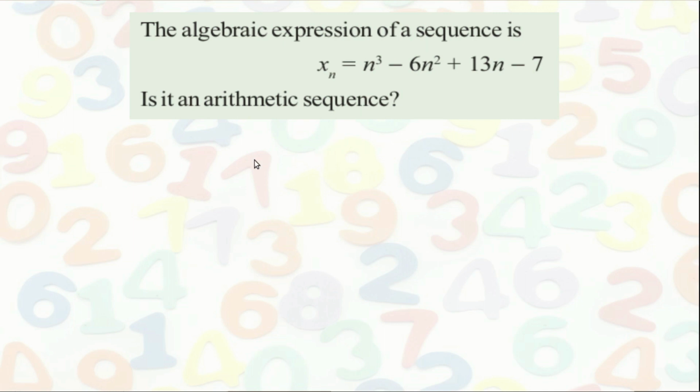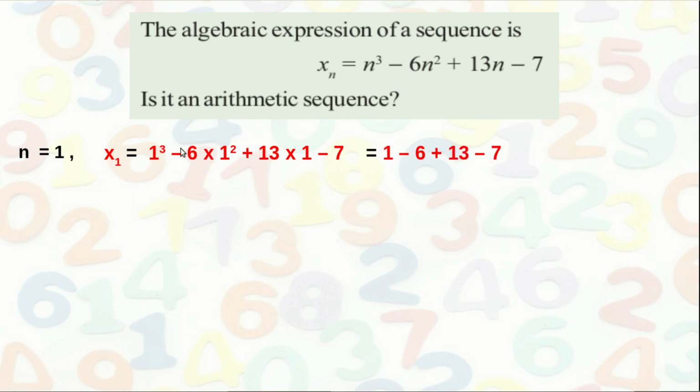So, to find the first term, we can substitute n equal to 1 in the given expression. N equal to 1 means x1 equal to 1 cubed minus 6 into 1 square plus 13 into 1 minus 7. So, I have substituted n equal to 1 in the expression xn equal to n cubed minus 6n square plus 13n minus 7. So, simplifying, we get 1 cube is 1, 6 into 1 square is 6 into 1, that is 6, 13 into 1, 13 minus 7.